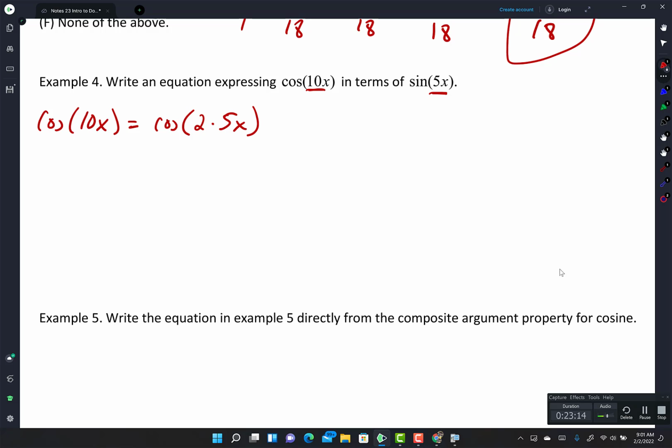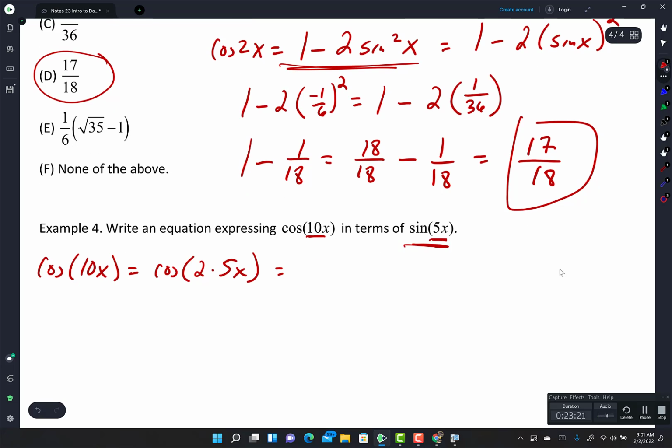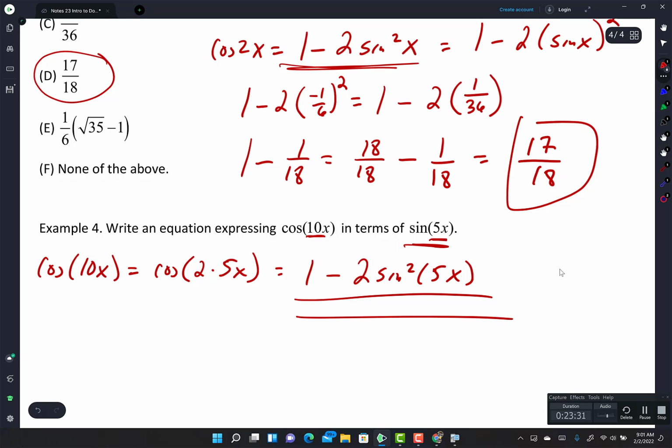And then there's that last formula. I'm using this one again because I want to see sine. So I'm going to write 1 minus 2 sine squared 5x. Done. That's it. That's all they wanted. So they saw cosine 10x in terms of sine 5x. There it is. I know, it's not that exciting. I probably should have deleted that one. How do we feel? Don't worry, I probably won't ask you this question on the exam.